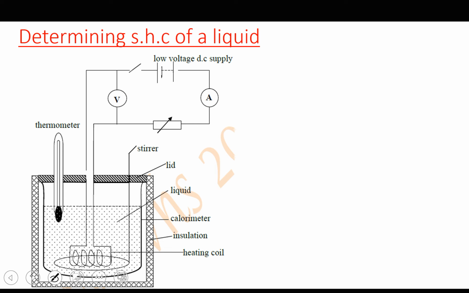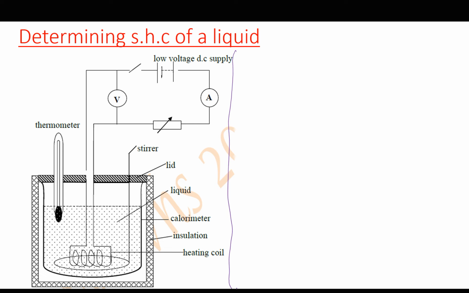We have an insulation to minimize heat losses to the surrounding. This is quite different from the one we have just seen for a solid, because for a solid, you could simply place the solid on a balance to find its mass. But here, you cannot just directly pour the liquid on the balance to find its mass. So one, we need to measure the liquid.